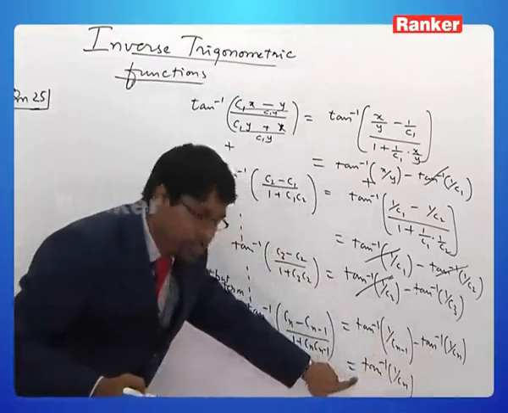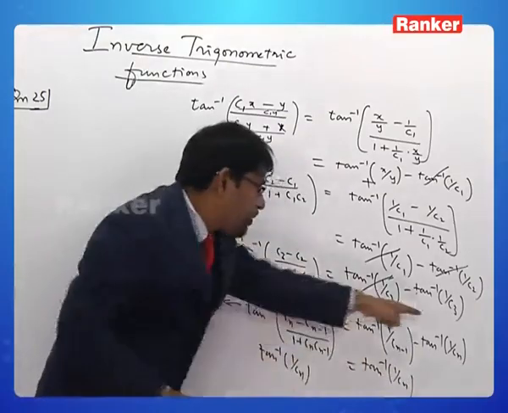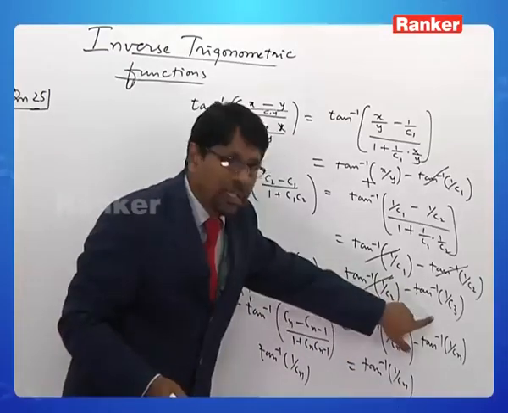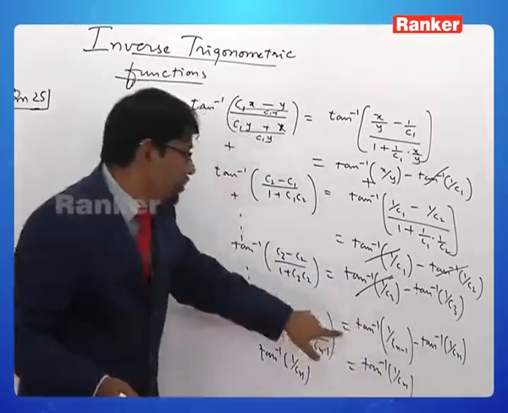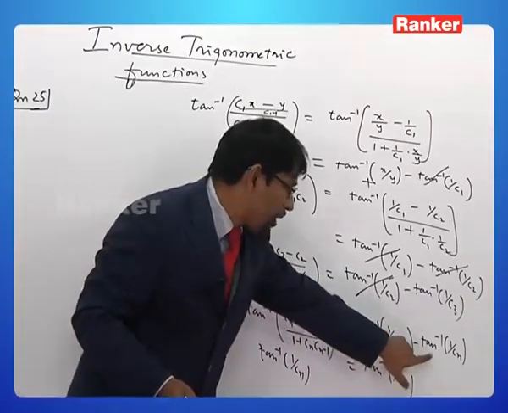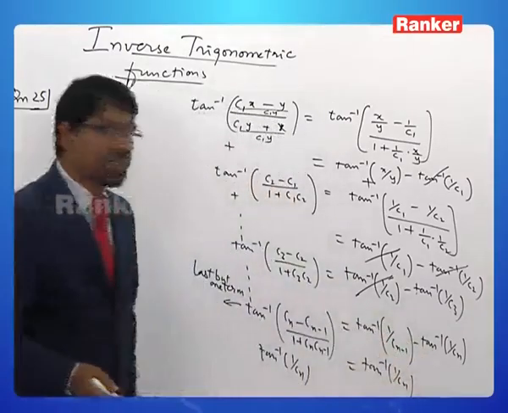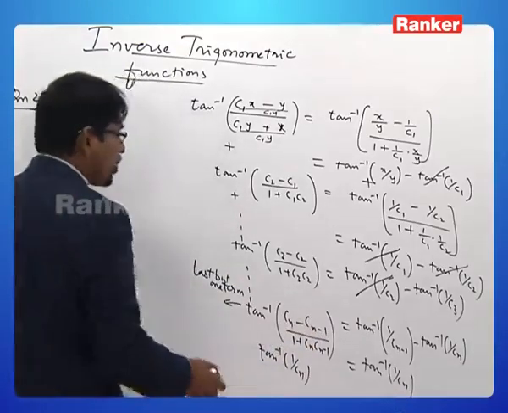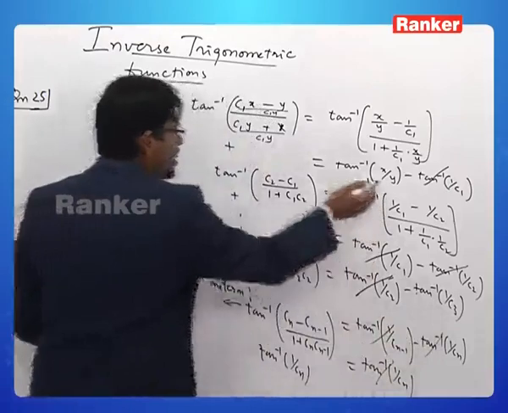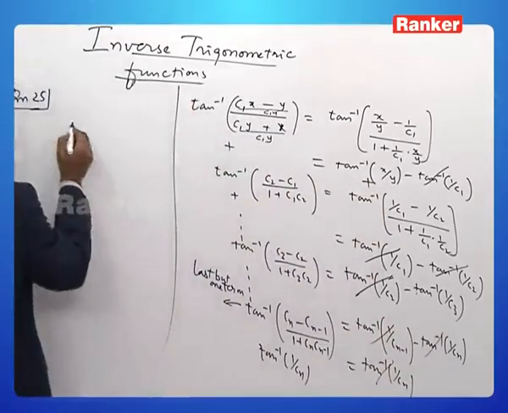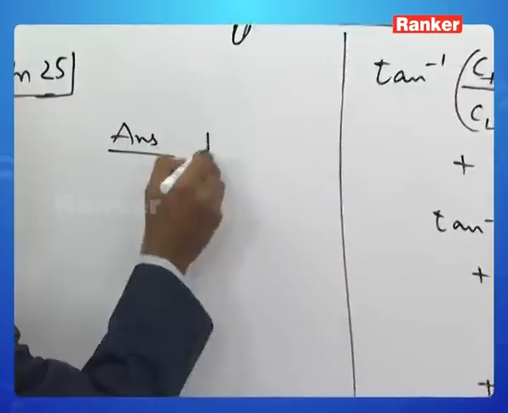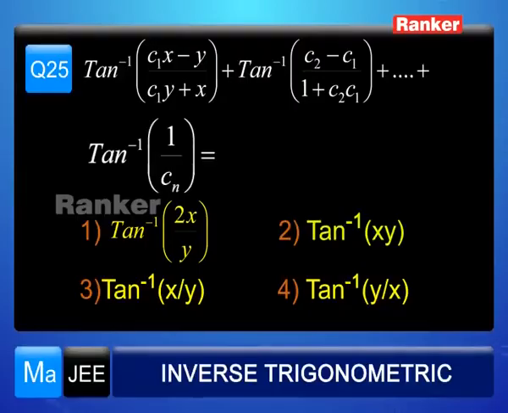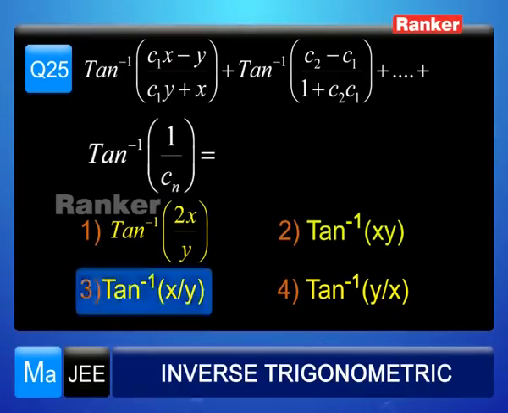This would cancel with this term. Actually, this would have cancelled with the previous term there. So you are left with the second term here, tan inverse of 1 by Cn with a minus sign, and that plus tan inverse of 1 by Cn will cancel. So everything else cancels except the tan inverse of x by y. Therefore, the answer is tan inverse of x by y, and that is clearly appearing in option 3. Option 3 is the right answer.